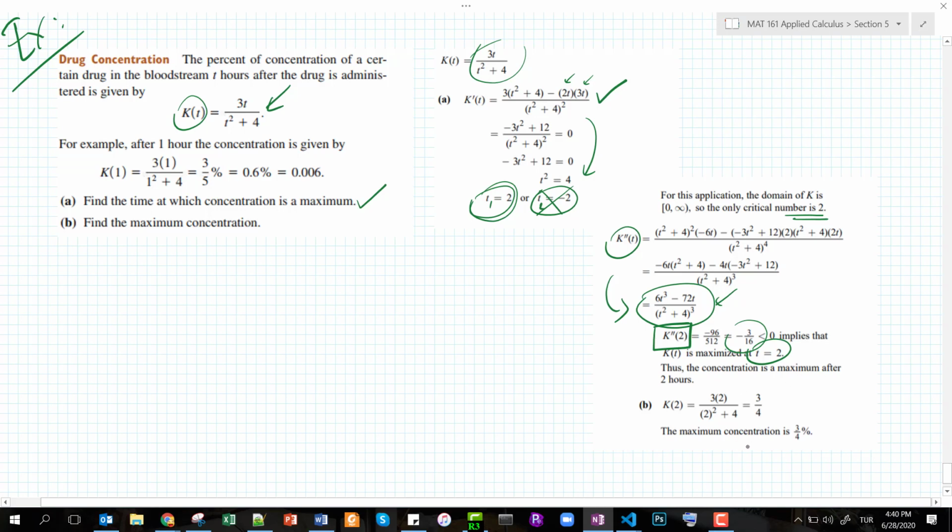What is going to be the concentration amount? Of course, you need to put that value into your function so that you can figure out what the concentration amount is going to be, guys.